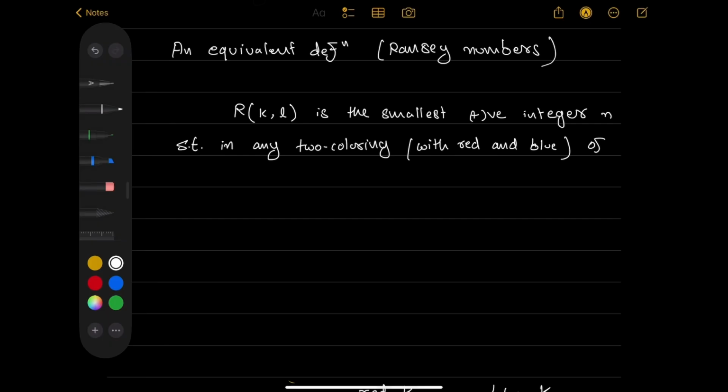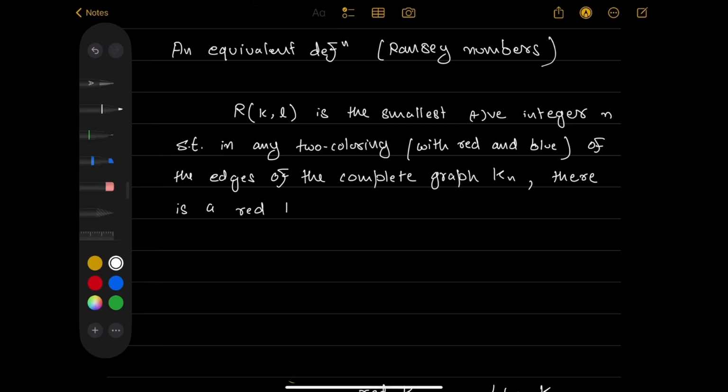any two coloring of the edges of the complete graph Kn, so that in any two coloring of the edges of the complete graph Kn, there is a red Kk or a blue Kl. So I will be illustrating this. What does this mean?